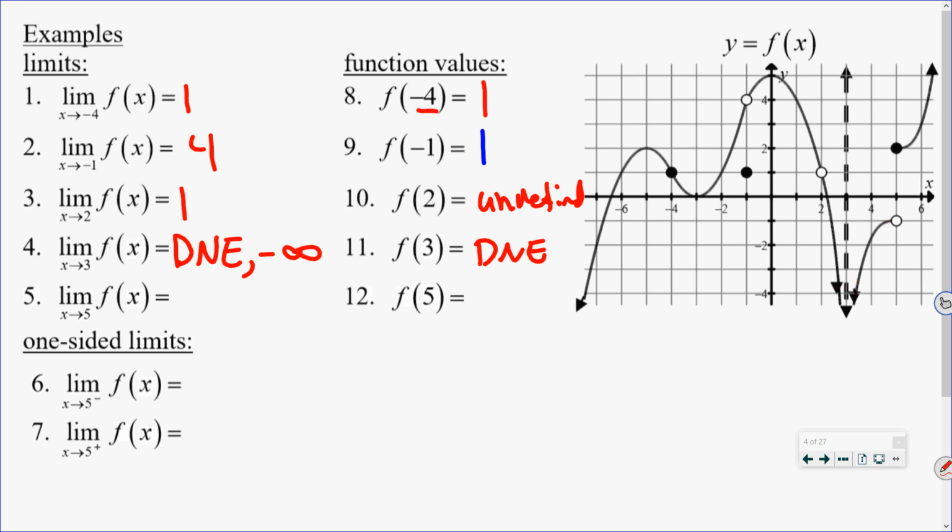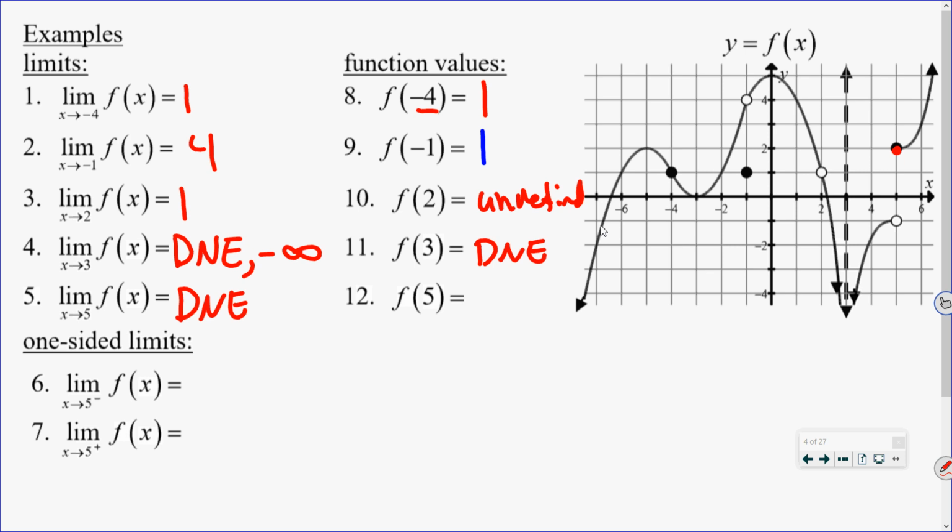So if I'm coming along here, there's my point. As my point gets closer to 5, my y value is getting closer to, looks like -1 as I come from the left side. If I come up this way, as I'm getting closer to 5, my y value is getting closer to 2. So they're approaching two different numbers. When that happens, that means the limit does not exist. They have to approach the same number from both sides.